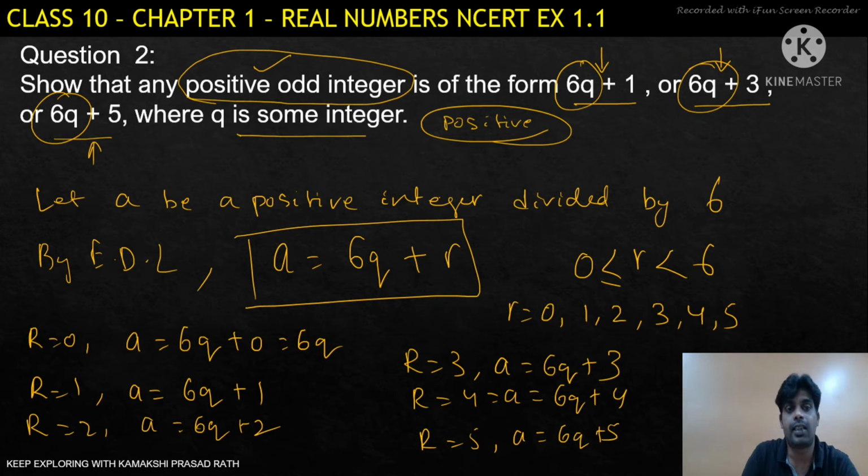Now we'll come back to our proof. What do you have to prove? You have to prove that 6q plus 1, 6q plus 3 and 6q plus 5 are odd integers. So let's see.